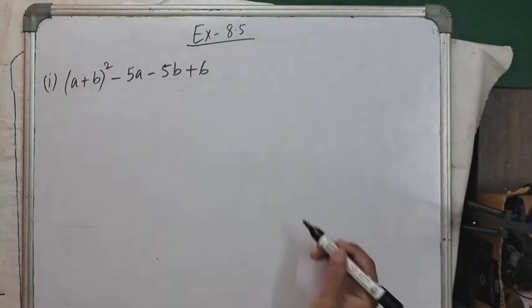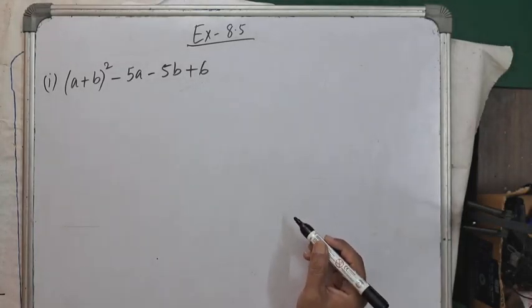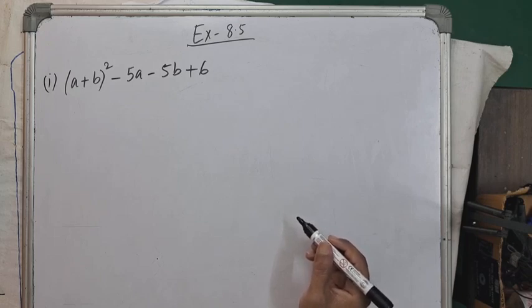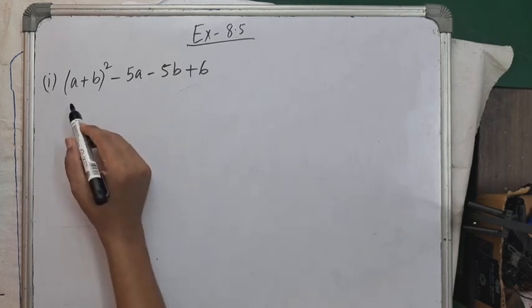Hello students, welcome back. We are doing factorization from the class 9 book of the West Bengal Board of Secondary Education, and we have completed exercise 8.4 in our previous video. So today we'll start exercise 8.5 right from question number 1.